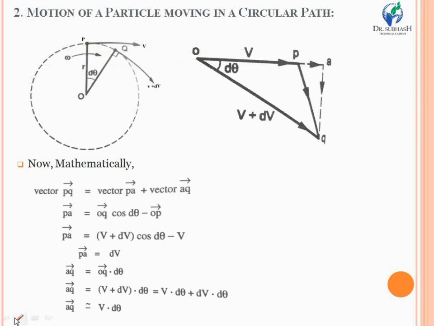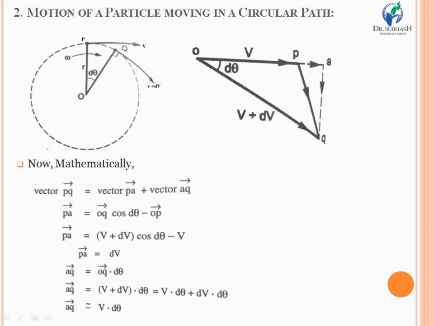Now we are going to discuss point number 2, and that is motion of a particle moving in a circular path. That means suppose any mechanism or link is circulating or rotating around a fixed point, then what will be the motion that the particle has while it's circulating along the circular path? That is very important for the analysis as well as the design point of view of any mechanism and link.